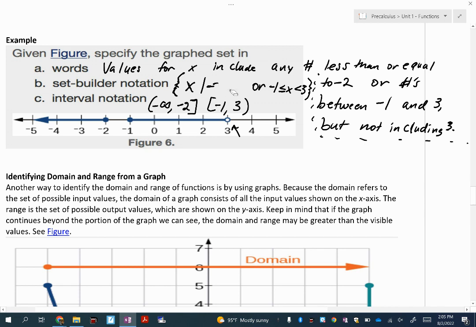I think I wrote this wrong. Let me try this again. And I said x is less than or equal to -2. That's what I said. That's not what I wrote. There we go. That makes more sense.